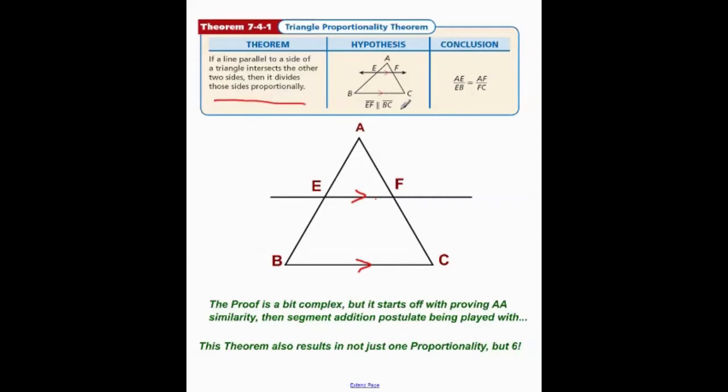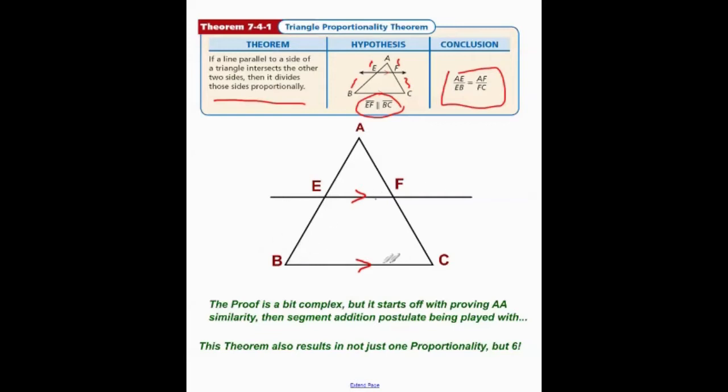And that's what we have here is our if statement. If we have these parallel, and then we have this. This segment right here, AE over EB, is proportional to this segment right here, AF to FC. Now, we're not going to require you to do the proof, but I want you to get a feel for where it gets started.